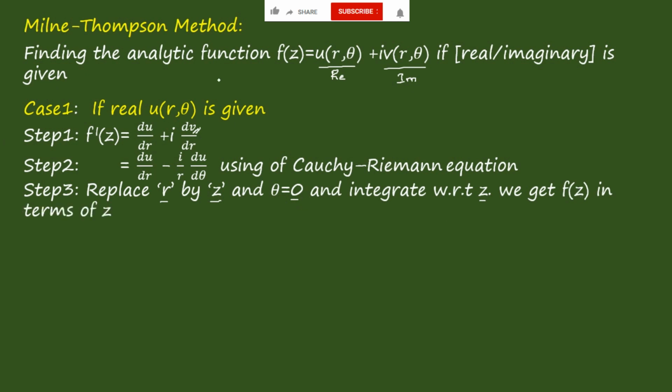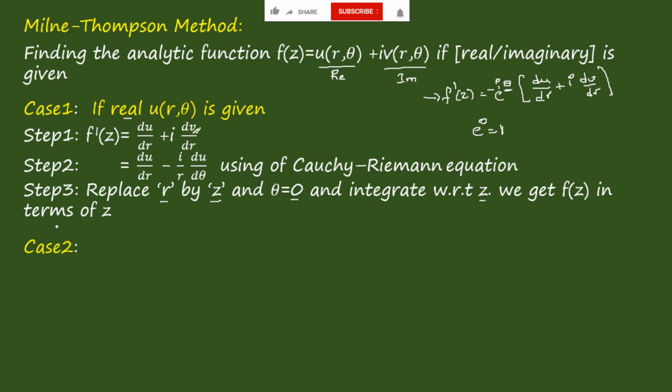Now we may get a question: as we saw just now, f dash of z is equal to e power minus i theta into du by dr plus i dv by dr, but we have not considered the e power minus i theta. Why so? In step 3, theta should be replaced with 0. We know that e power 0 is equal to 1, so it becomes 1. So in step 1 we have not considered e power minus i theta. These are the steps to find the analytic function if the real part is given.